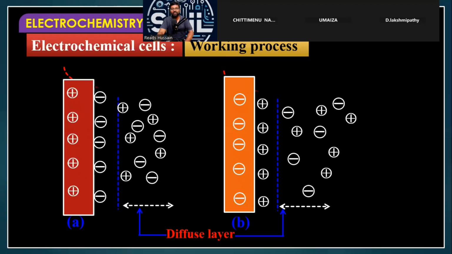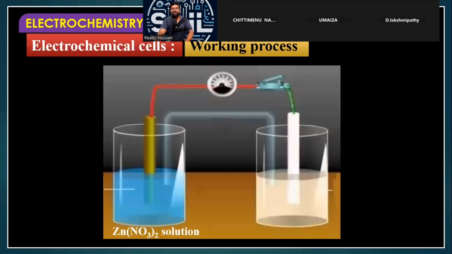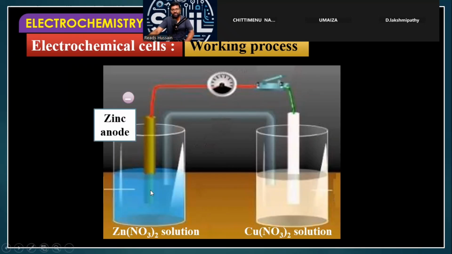Okay, this part, no need. See here, whatever explanation we had, now once again we will discuss. So this is a zinc sulfate solution. The zinc nitrate solution is taken here, no problem. Zinc nitrate, copper nitrate, whatever it may be, zinc salt solution, copper salt solution.